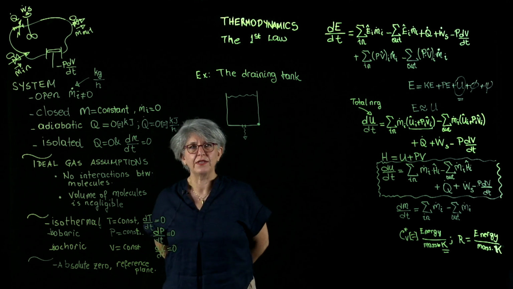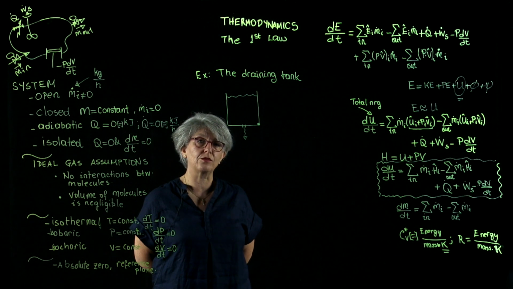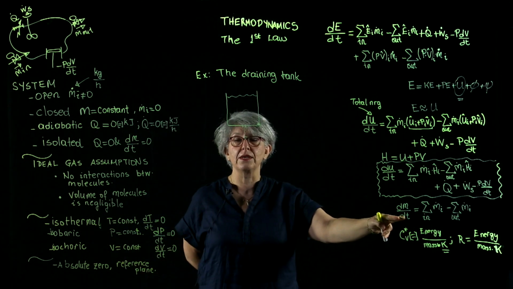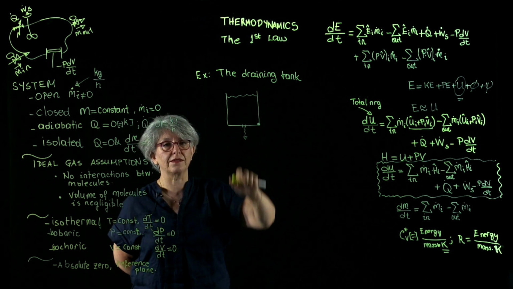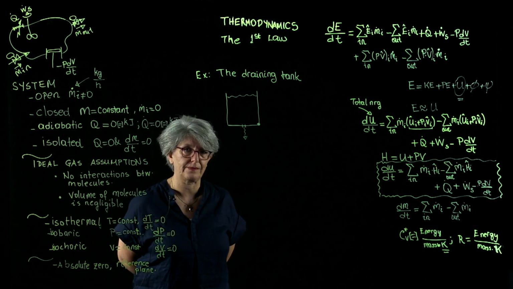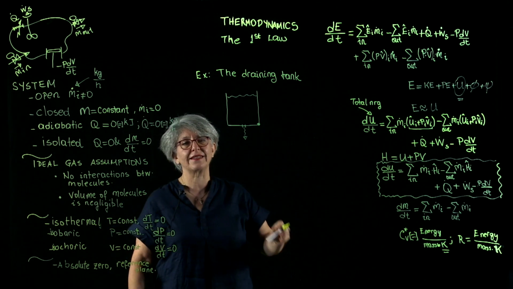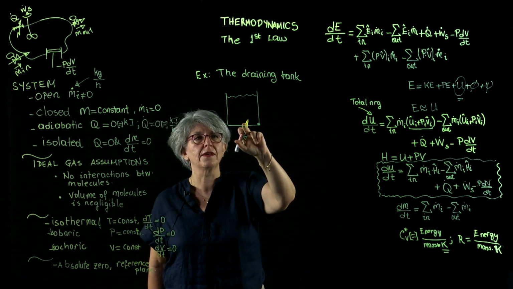Now I will work on an example. This is going to be mostly based on the material balance. The example is about a draining tank. We are going to make the analysis on a tank that is draining through an orifice.